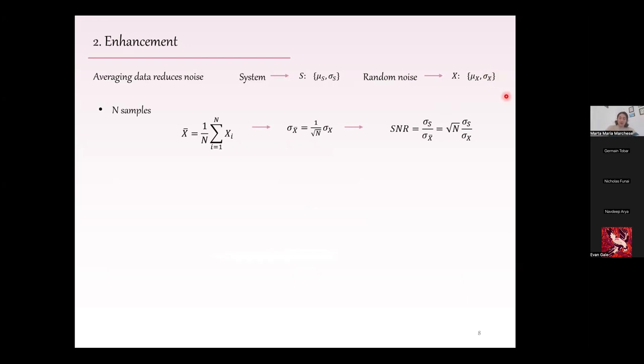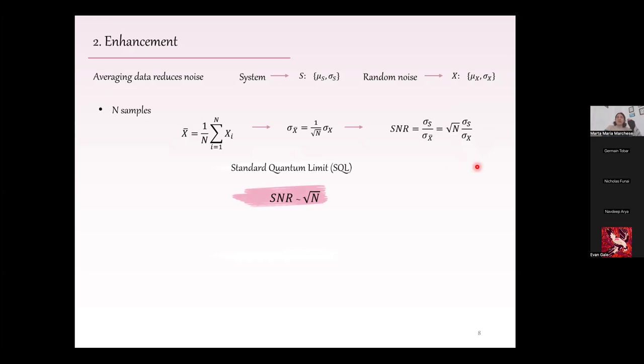So when we have n samples of our system, we can average the noise. We can take the expectation, the average of x, where x identifies our noise. And if we also average the variance associated with this noise, we will see that there is a scaling factor of 1 over square root of n. It will make the variance of the average smaller than the variance of the single sample. And this is important because when we look at the signal-to-noise ratio, this will improve when we take the average of n samples. This scaling that goes like the square root of n is known as the standard quantum limit.